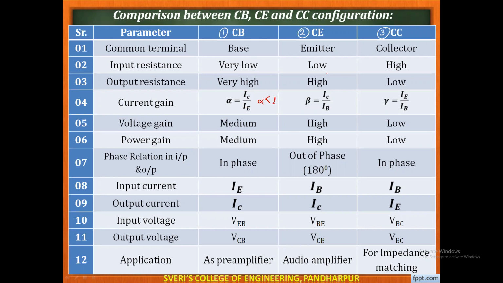Okay. Now for the emitter, it means that the IE current is common, so IE will not appear anywhere here. So beta is equal to IC upon IB. IB is very small, so beta is always greater than 1.